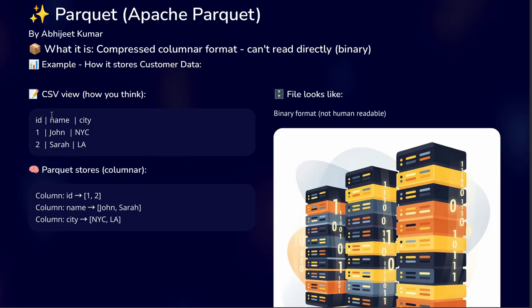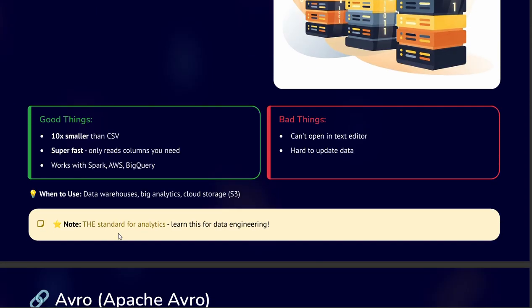You can see the example here. In CSV, we have ID, name, city, which you think of as rows. But Parquet stores it in columnar form: column ID 1, 2; column name John, Sarah; column city NYC, LA. The good thing is it is like 10x smaller than CSV, super fast, and only reads the columns you need. It works with Spark, AWS, BigQuery.